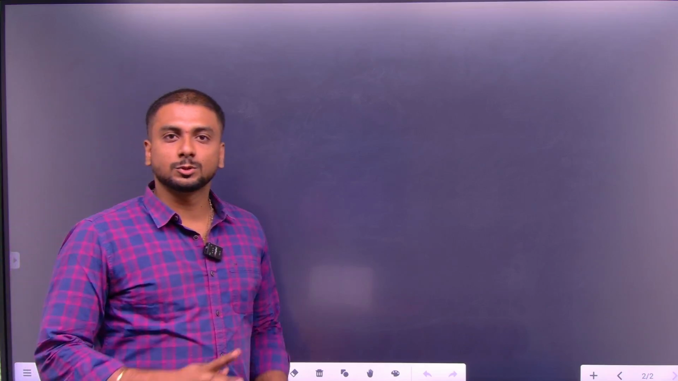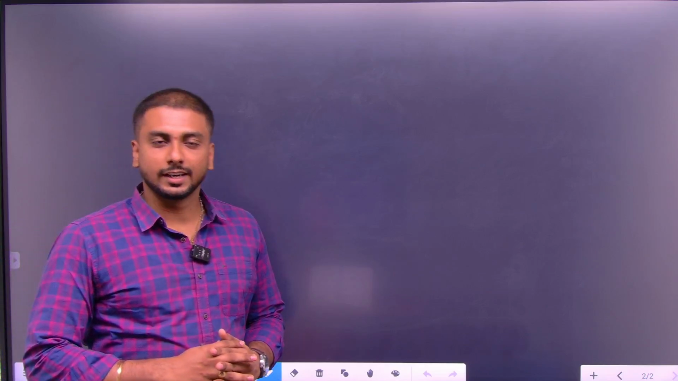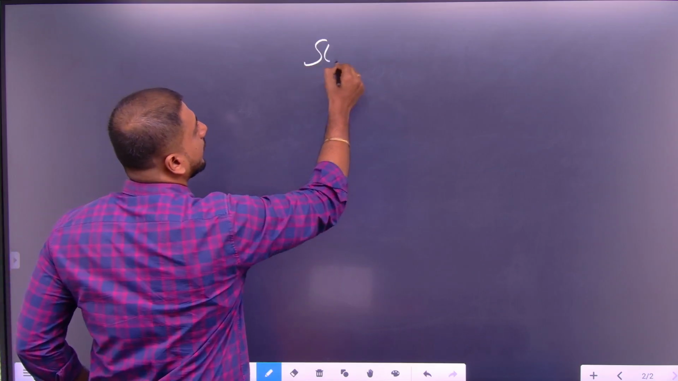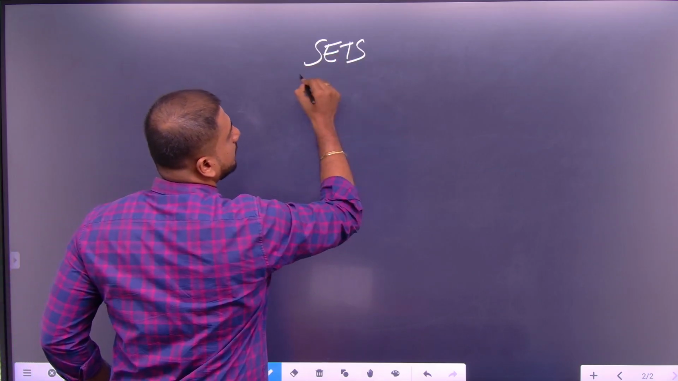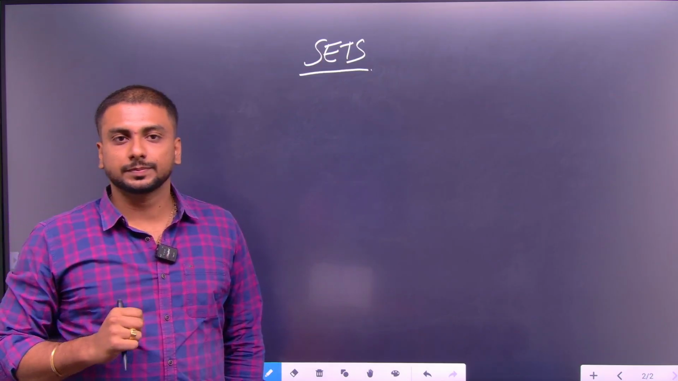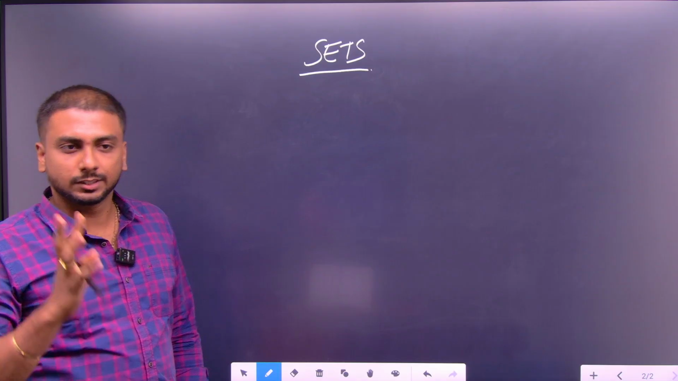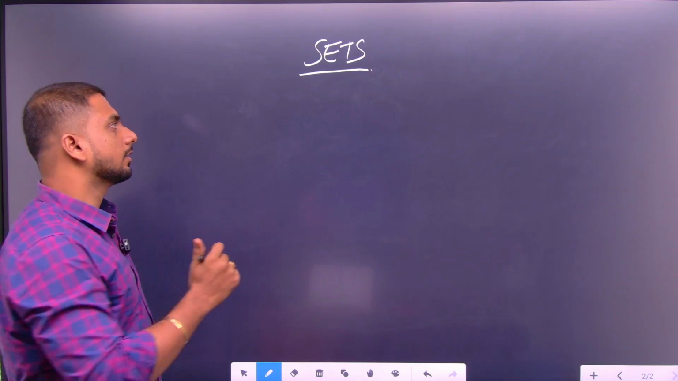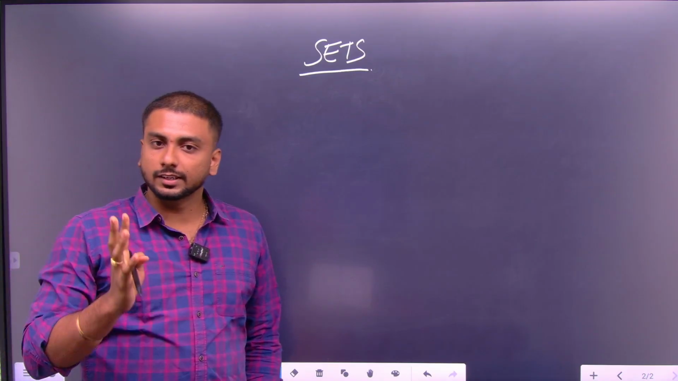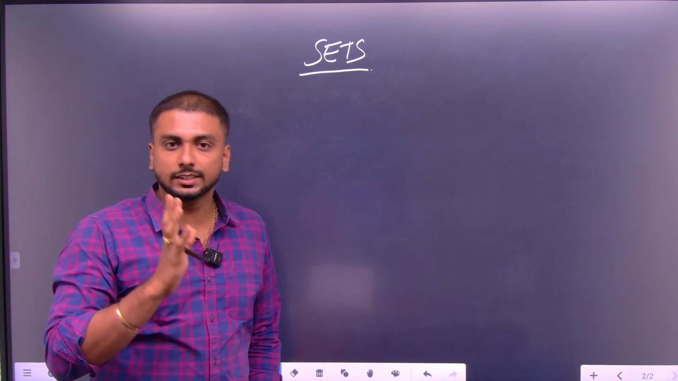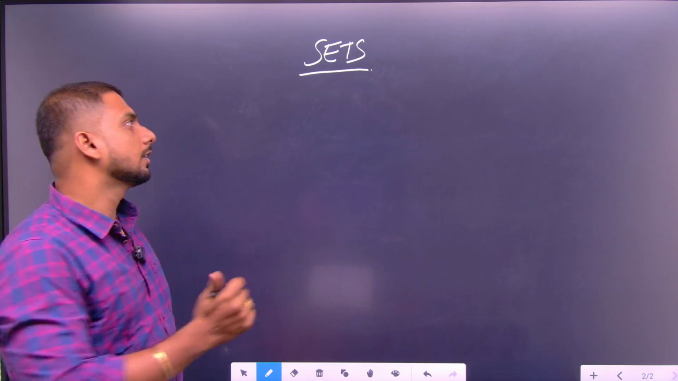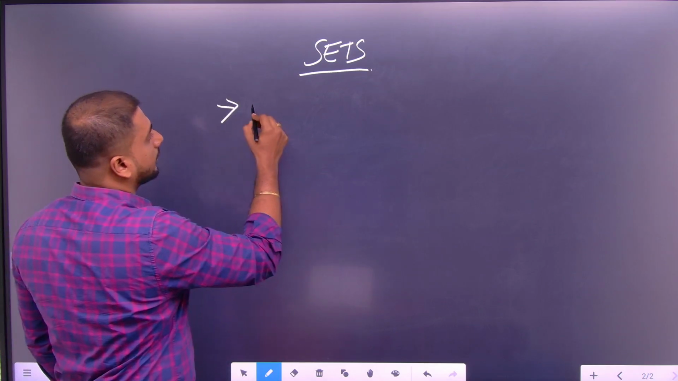Hello and welcome to today's topic. What we are going to learn is named sets. So, what are sets? Let's go with the textbook definition itself. The textbook definition says a set is a well defined collection of distinct objects. What does this mean? Let's write the statement down.